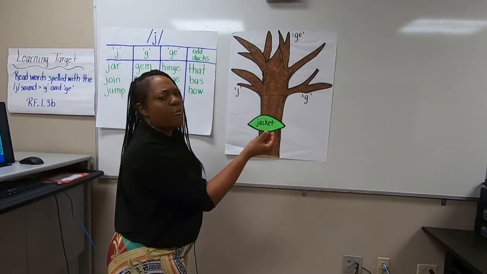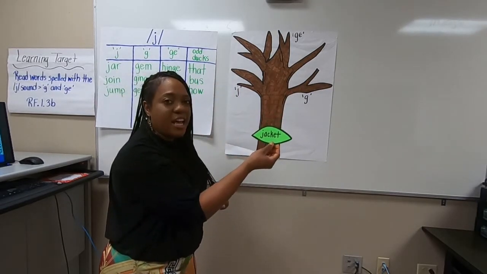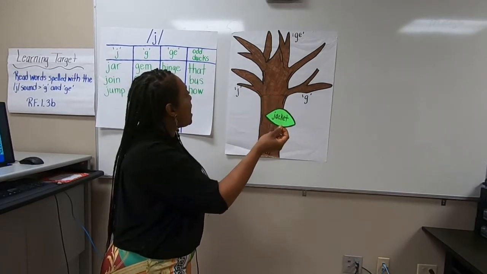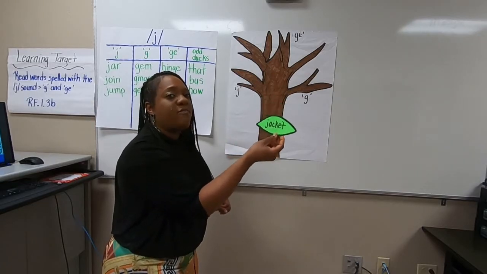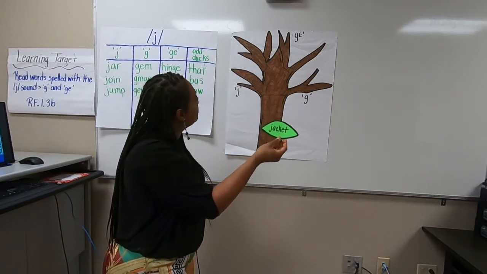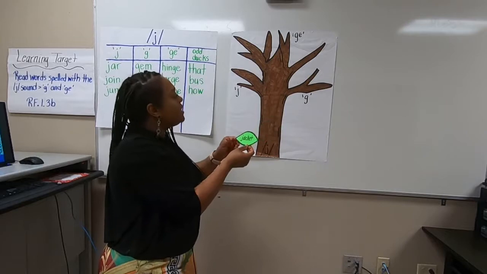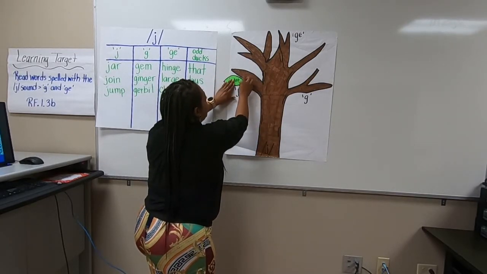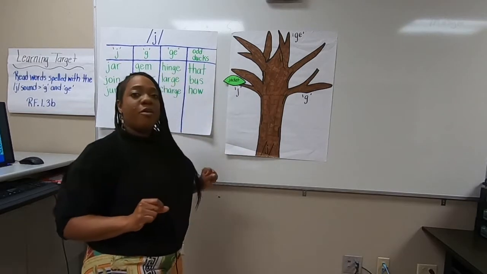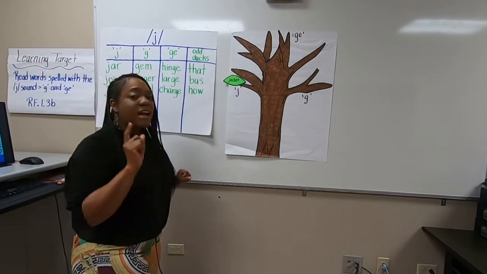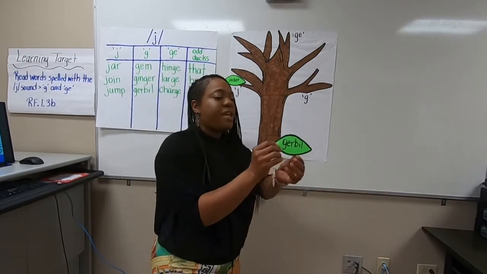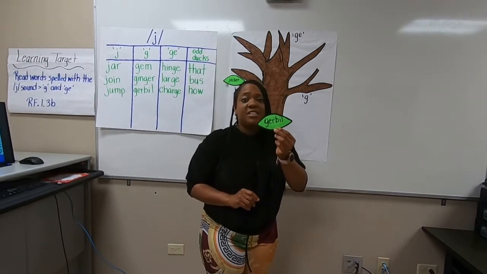So let's look at our word. What do you see at the beginning of it? Right, we have the letter J. So where will we put our leaf on our tree? Correct, guys. It's going to go on the J branch. You guys did an awesome job. Let's look at our next word. Our next leaf says gerbil.